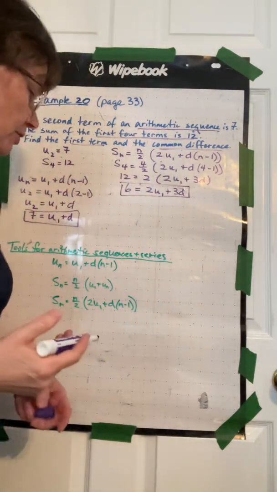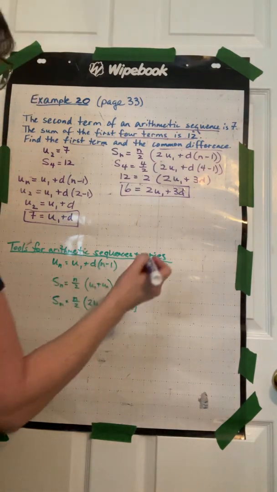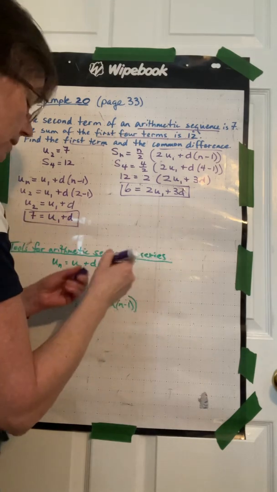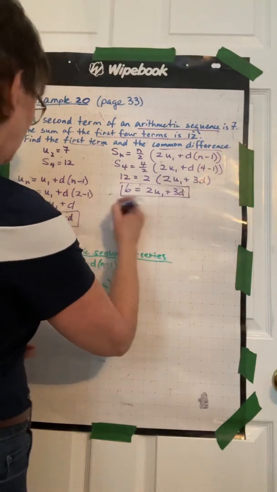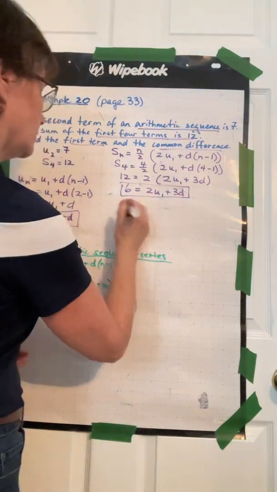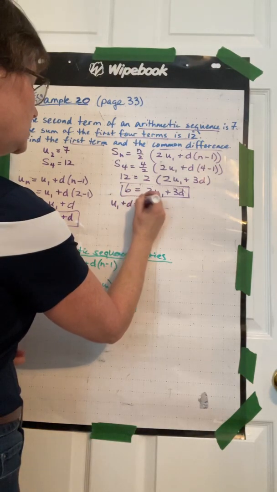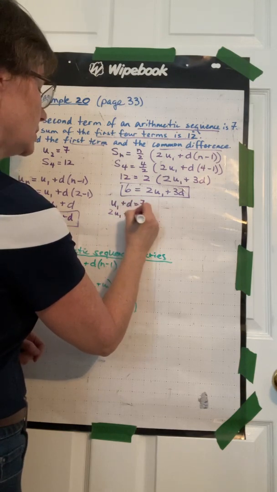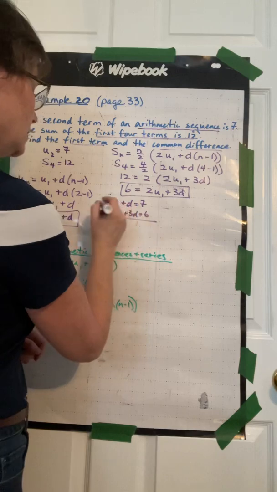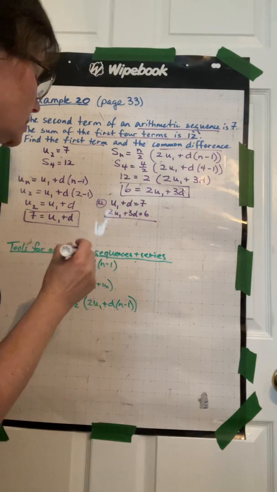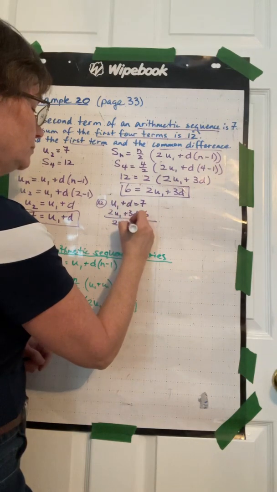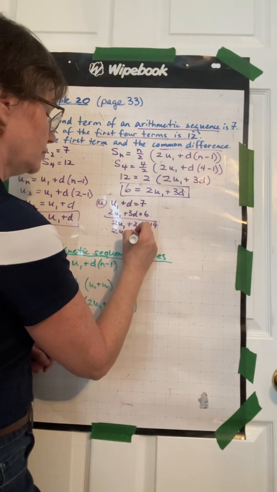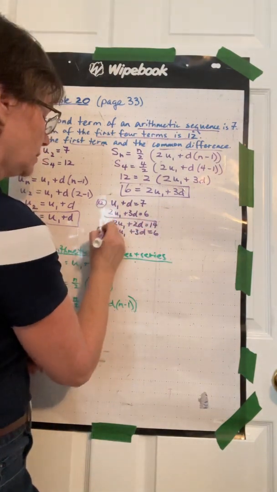You can choose elimination or substitution to be able to finish solving. This time around, I'm going to use elimination. I like elimination. So I'm going to arrange them. U1 plus D equals 7. I just like to have them arranged that way. And 2U1 plus 3D equals 6. I'm going to multiply the top row by 2. And then I'm going to subtract.